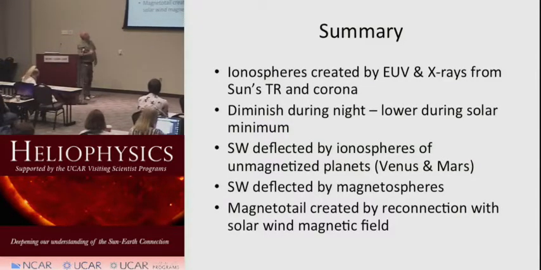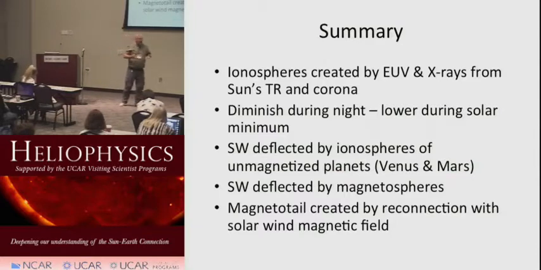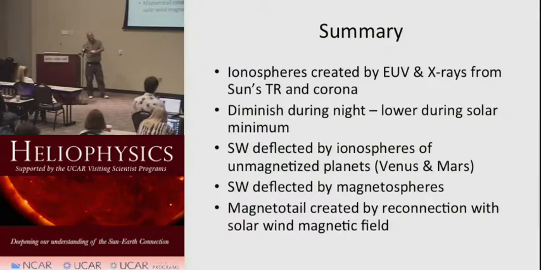The whole ionosphere is created by EUV and X-ray photons. It's diminished during the nighttime, but doesn't go away because essentially you need to recombine it with ions, and then the sun rises the following day and replenishes it. The solar wind is deflected by the ionosphere, which is a conducting boundary, if there's no magnetic field, like on Venus and Mars. Otherwise, it's deflected by the magnetic field, the magnetosphere, and the magnetosphere tail is created by this process of reconnection. Day side moved back to the night side and then swept back in. All right, that is the overview.